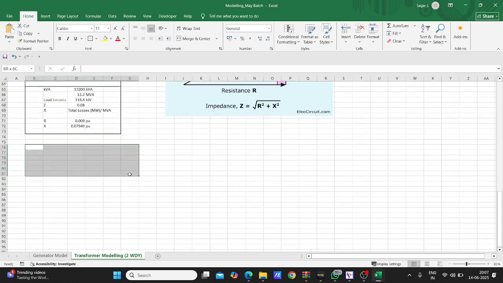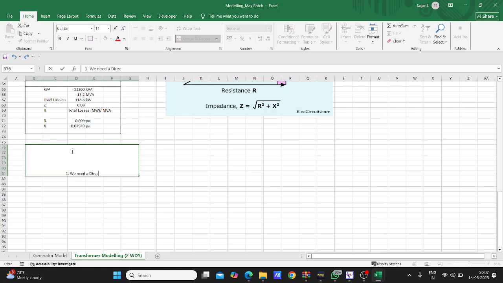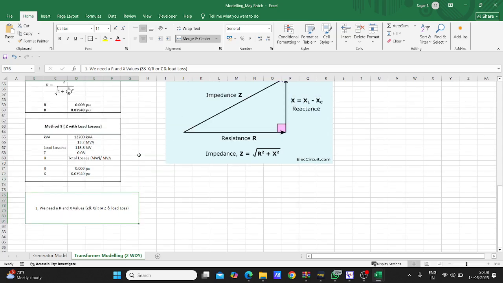So what is the conclusion of the modeling? First point, we need direct R and X values. For that, either Z and X by R, or Z and load loss. Without these values, we can't proceed further for the completion of the modeling. This is the major conclusion of this particular modeling of the transformer, right?